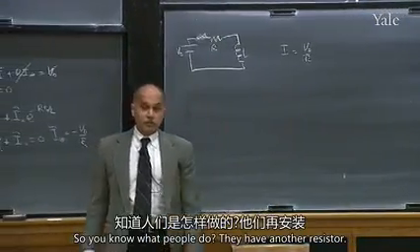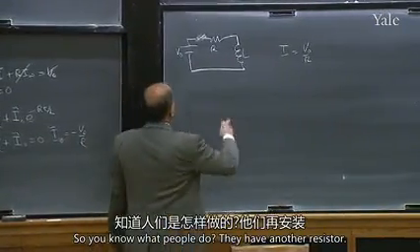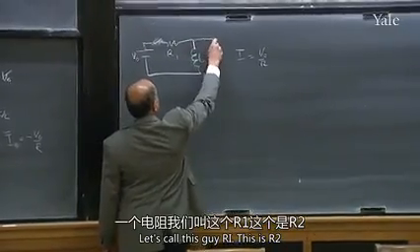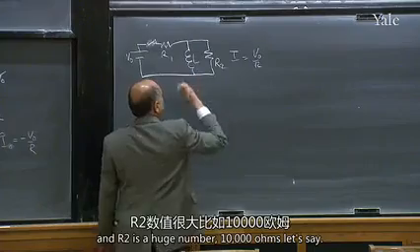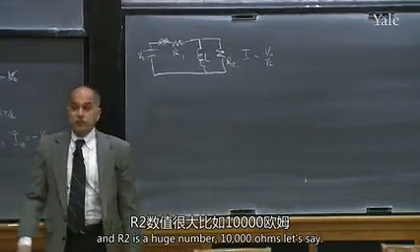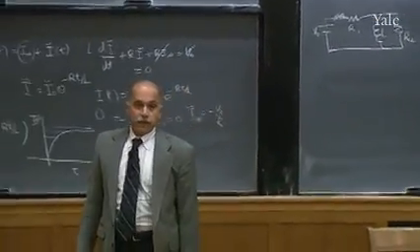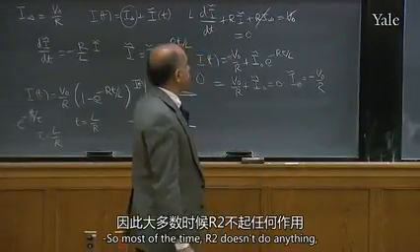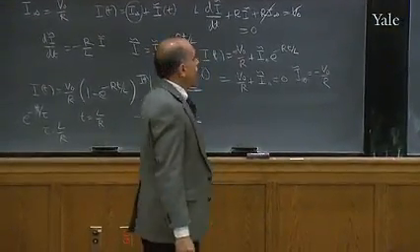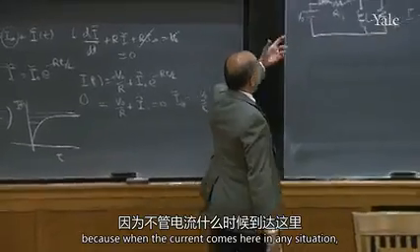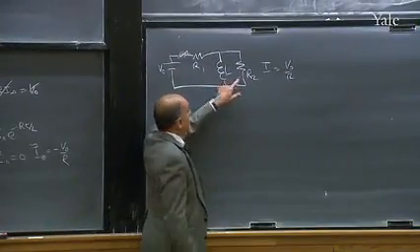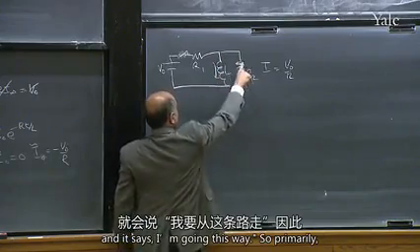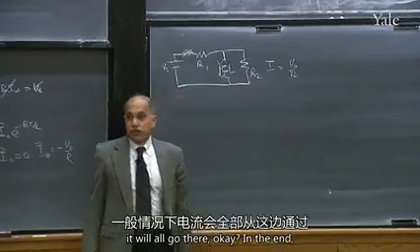So you know what people do? They have another resistor. Let's call this guy R1. This is R2. And R2 is a huge number, 10,000 ohms, let's say. So most of the time, R2 doesn't do anything. Because when the current comes here, in any situation, it looks at the inductor and looks at 10,000 ohms, and it says, I'm going this way. So primarily, it will all go that way.